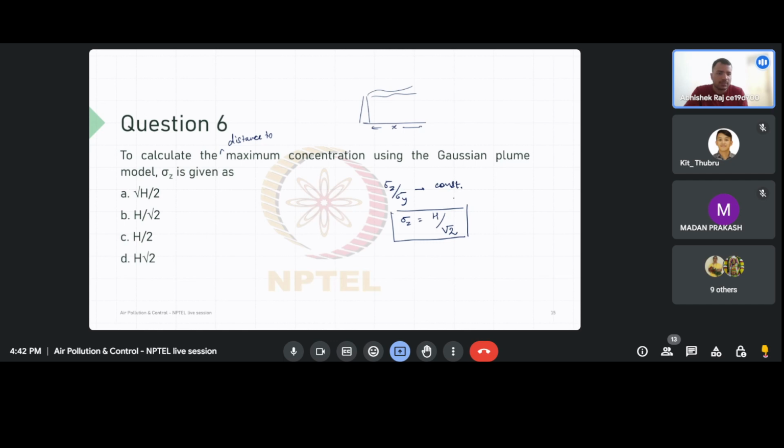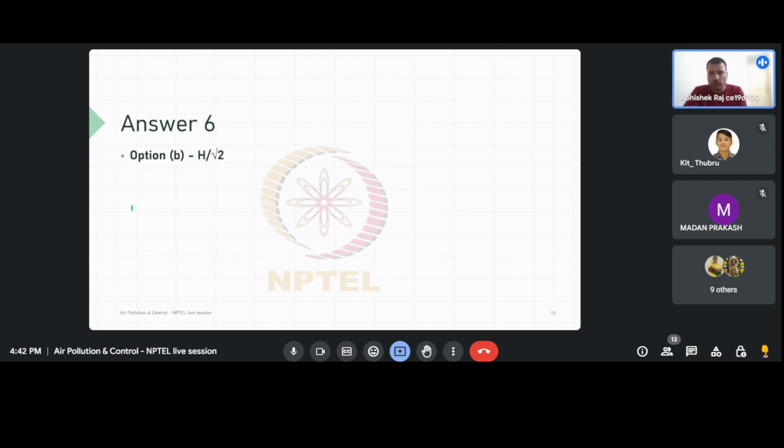So this is called the distance to maximum concentration. At that value, what should be the standard deviation for z? That should be h by root 2. Then this value will hold true. So yeah, correct answer is option B here, which is h by root 2. So option B, h by root 2 is the correct answer for question 6. Moving to the next question, question 7.